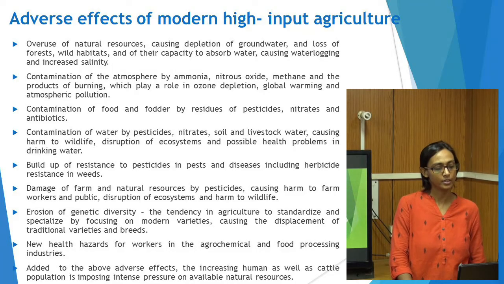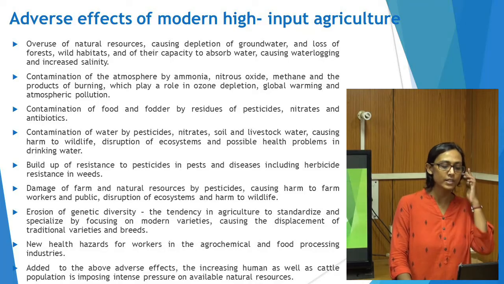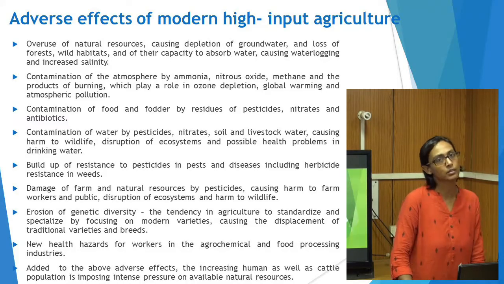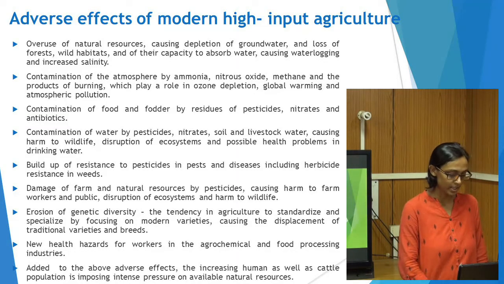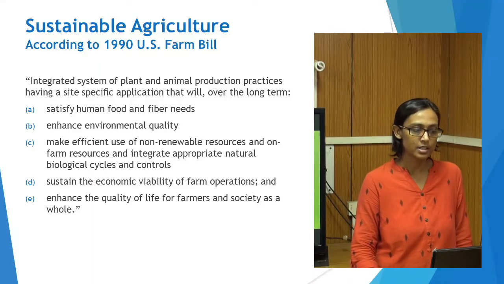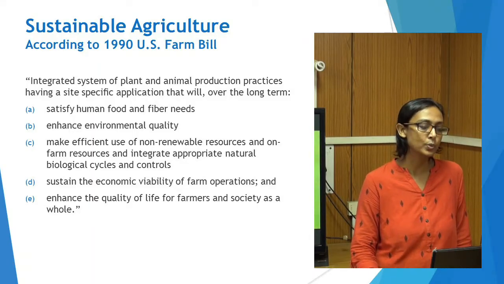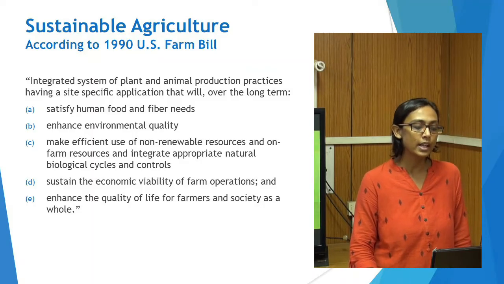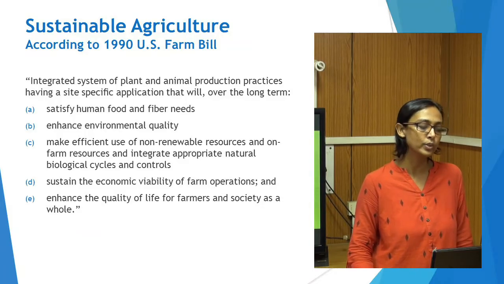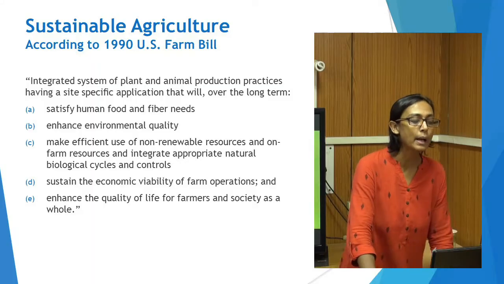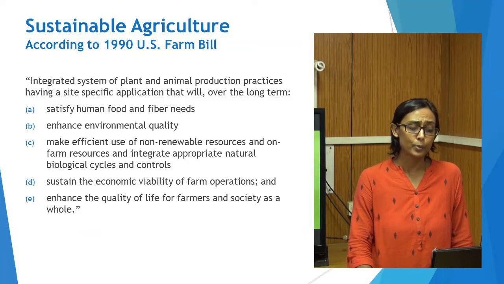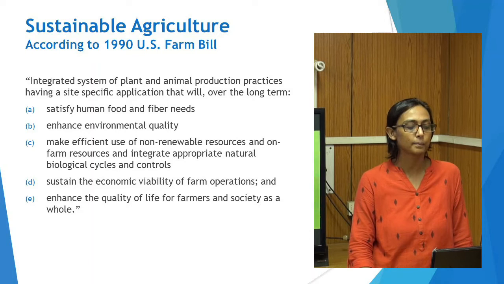Added to the above adverse effects, the increasing human as well as cattle population is imposing intense pressure on available natural resources, as we discussed earlier that the global population is increasing at an alarming rate. Now coming to the definition of sustainable agriculture, according to the 1990 US Farm Bill, it is an integrated system of plant and animal production practices having a site-specific application that will over the long term satisfy human food and fiber needs, enhance environmental quality, make efficient use of non-renewable resources and on-farm resources and integrate appropriate natural biological cycles and controls.